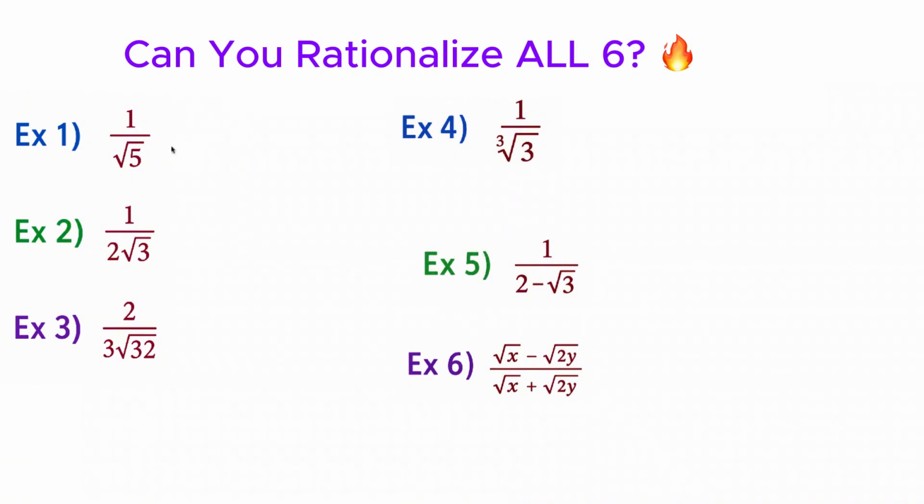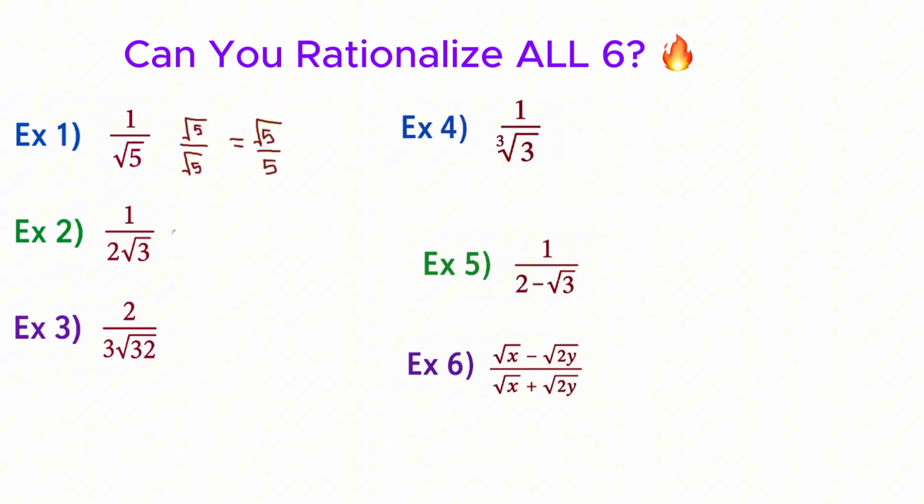So to be able to rationalize the denominator for this one, you just multiply top and bottom by root 5. 1 times root 5, you'll end up with root 5. And root 5 times root 5 is root 25, which is 5. That's the answer for that.